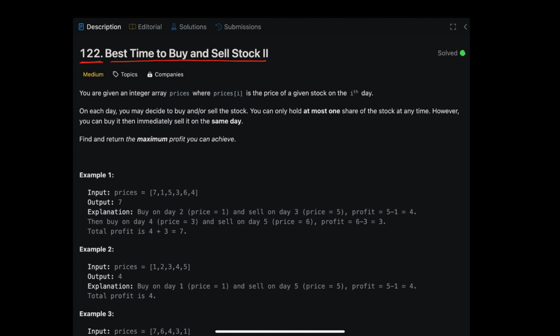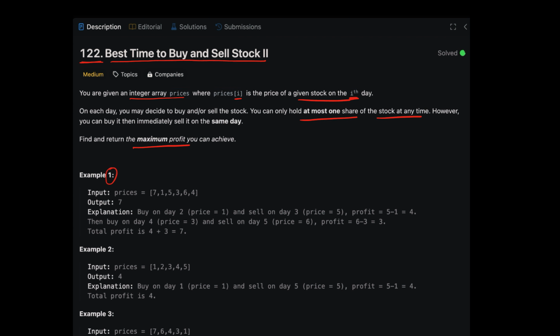The problem statement is, we are given an integer array prices where prices[i] is the price of a given stock on the ith day. We need to return the maximum profit that we can achieve by buying or selling the stock. We can make any number of transactions to maximize our profit. The only condition is that we cannot hold more than one stock at a given point of time.